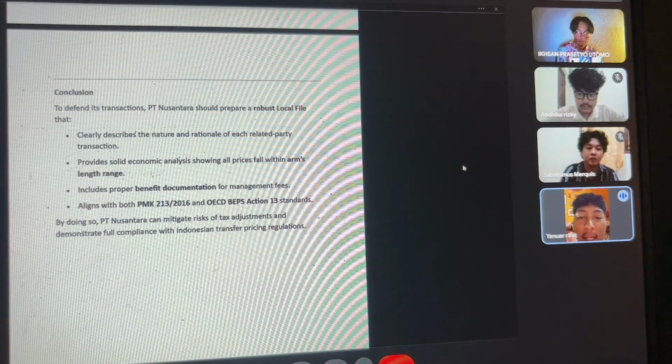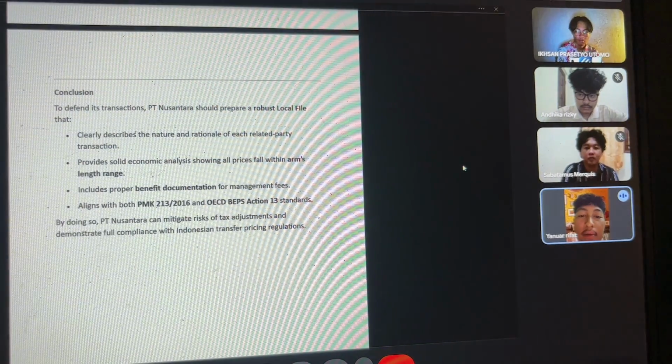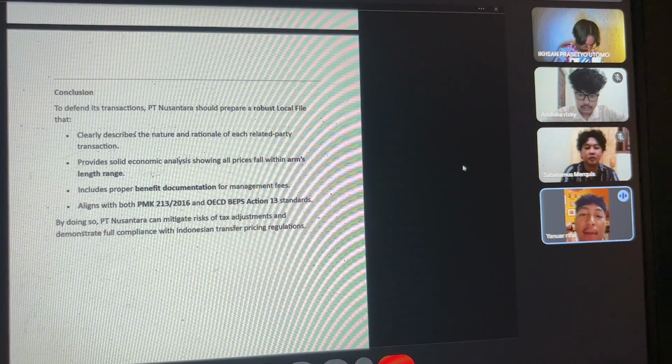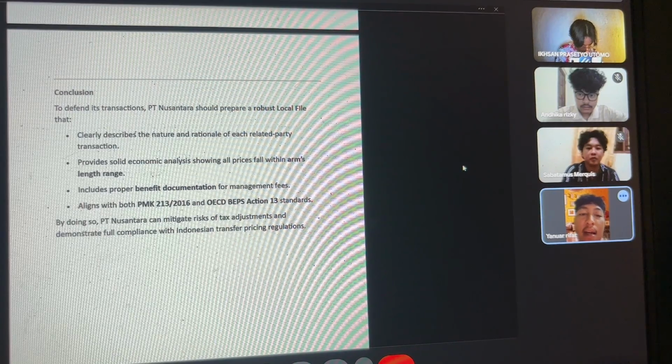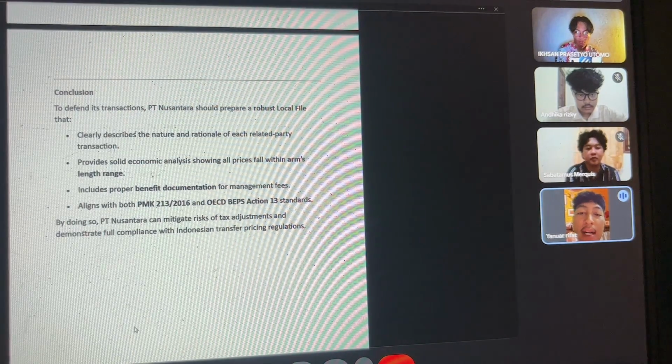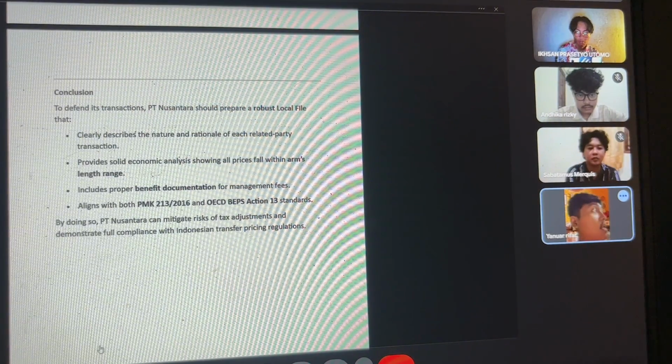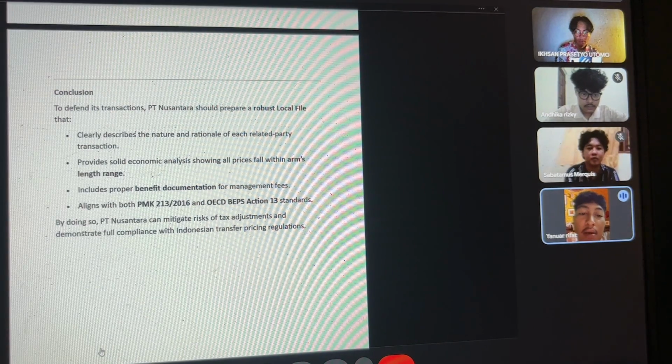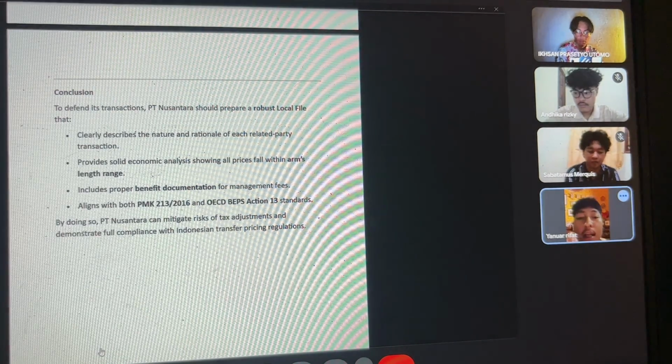And point 2, provide solid economic analysis showing all principals fall within the arm's length range, include proper benefit documentation for the management fee, and the last, align with both PMK 213 tahun 2016 and OECD BEPS Action 13 standards. By doing so, PT Nusantara can mitigate the risk of tax adjustment and demonstrate full compliance with Indonesia's transfer pricing regulation.